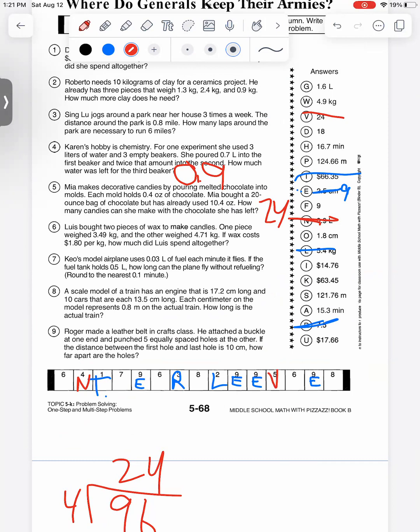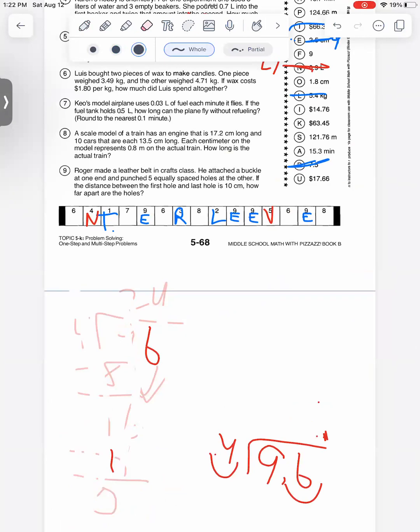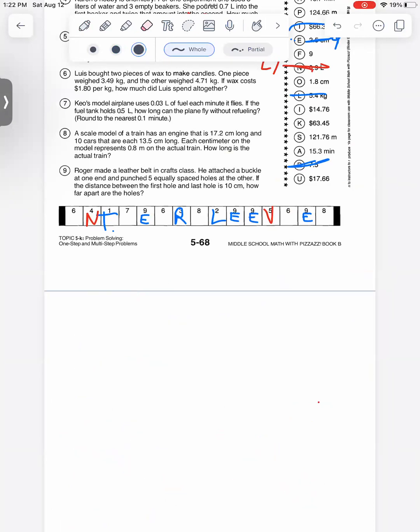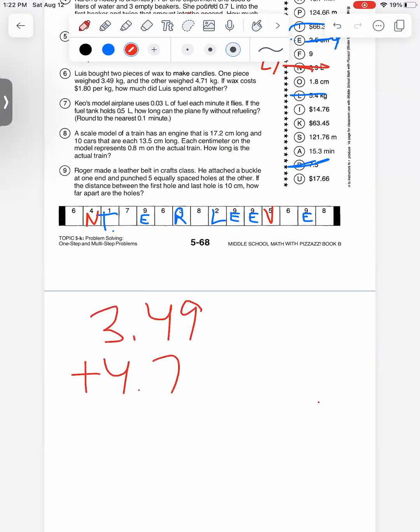All right, number 6. Luis bought 2 pieces of wax to make candles. One piece weighed 3.49 kilograms. The other was 4.71 kilograms. If wax is $1.80 per kilogram, how much did he spend altogether? Well, let's first figure out how much his 2 pieces together weigh, which means we're going to have to add them up. So we're going to go 3.49 plus 4.71.